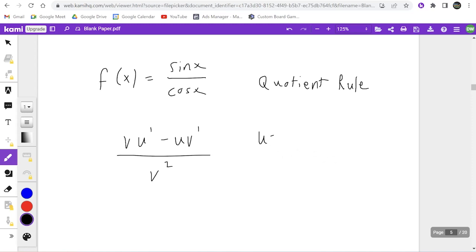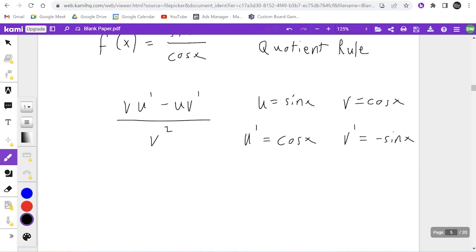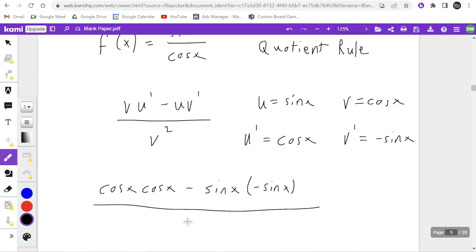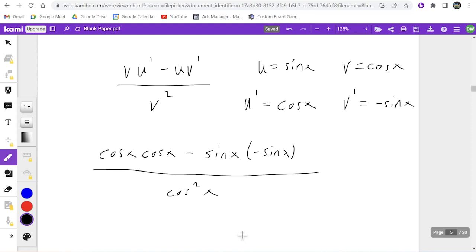So anyways, the u is going to be sine x. The v is going to be cosine x, your denominator. That means u prime, the derivative, is cosine x, and v prime, the derivative, is negative sine x. Again, I have them all memorized. You should too by next week. So next, you just plug in the formula. It's going to be cosine x times u prime, which is another cosine x, minus u, which is sine x, times v prime, which is actually negative sine x, and then divided by v squared, so that's cosine squared x. Remember, that's the better way to write cosine x squared.